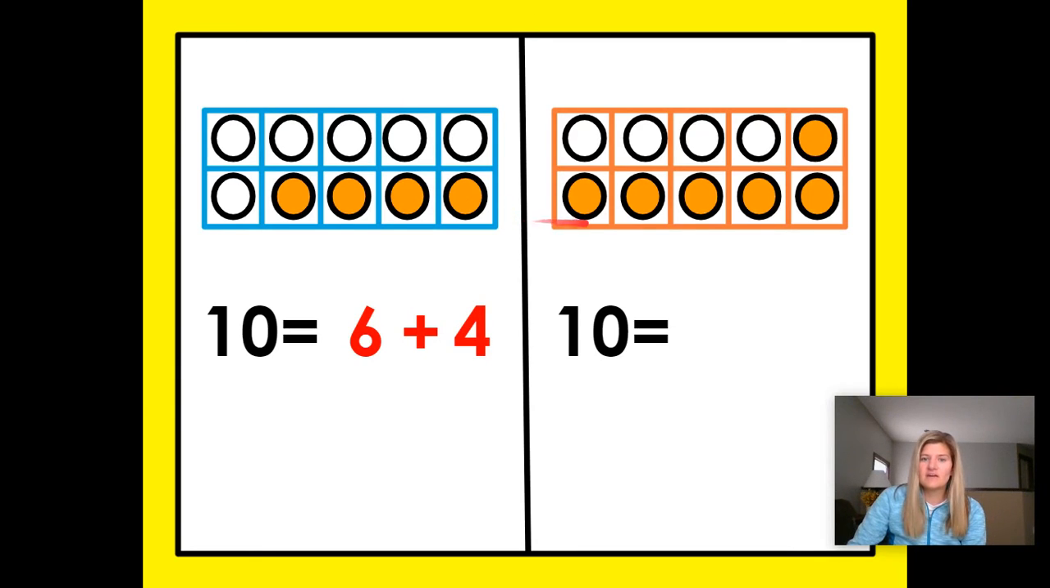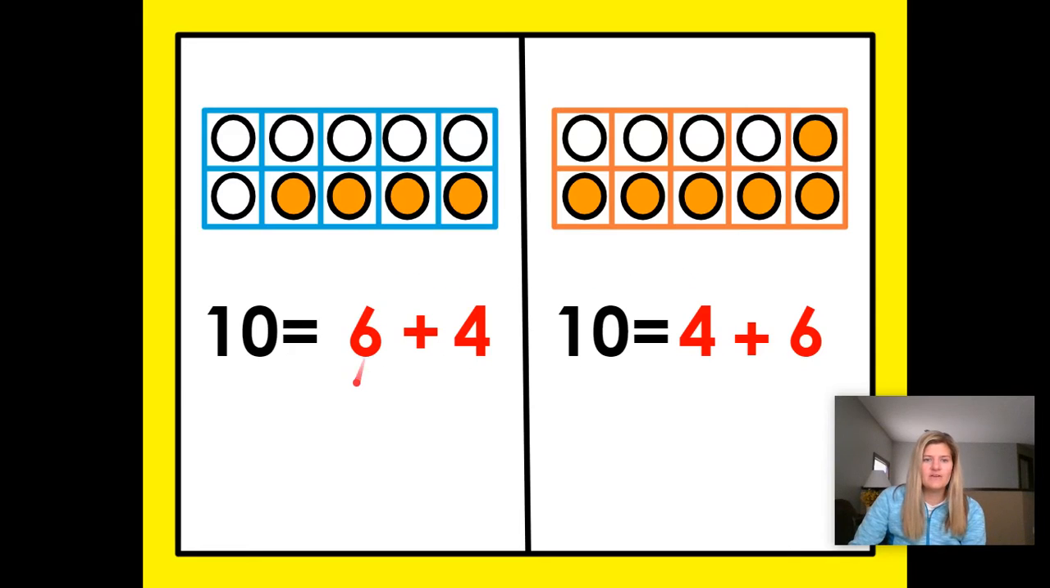Now let's look over here at our other circles. They don't look the same. They kind of look like they switched. There's 4 orange, and I look up here, there's 4 white. So the first number I'm going to write down is 10 equals 4 plus how many oranges? 5 and 1, which equals 6. So my partners over here are 4 plus 6.